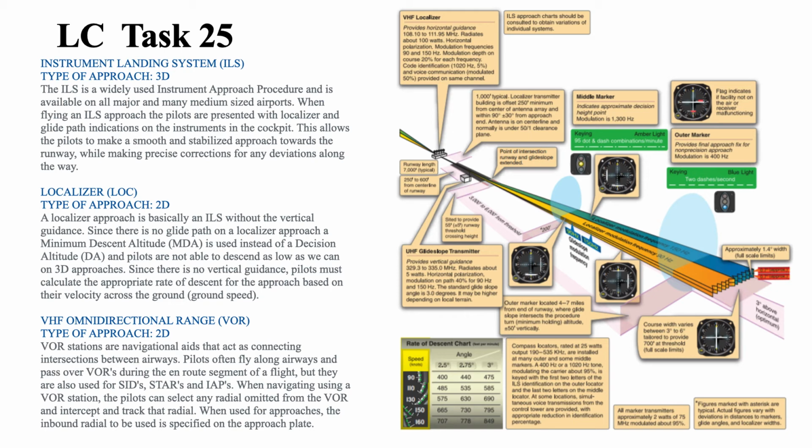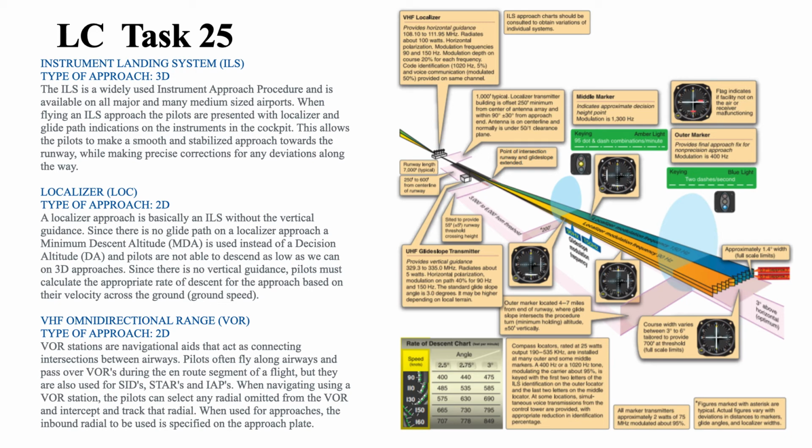The ILS is a widely used instrument approach procedure and is available at all major and many medium-sized airports. When flying an ILS approach, the pilots are presented with localizer and glide path indications on the instruments in the cockpit. This allows a pilot to make a smooth and stabilized approach towards the runway while making precise corrections for any deviations along the way.